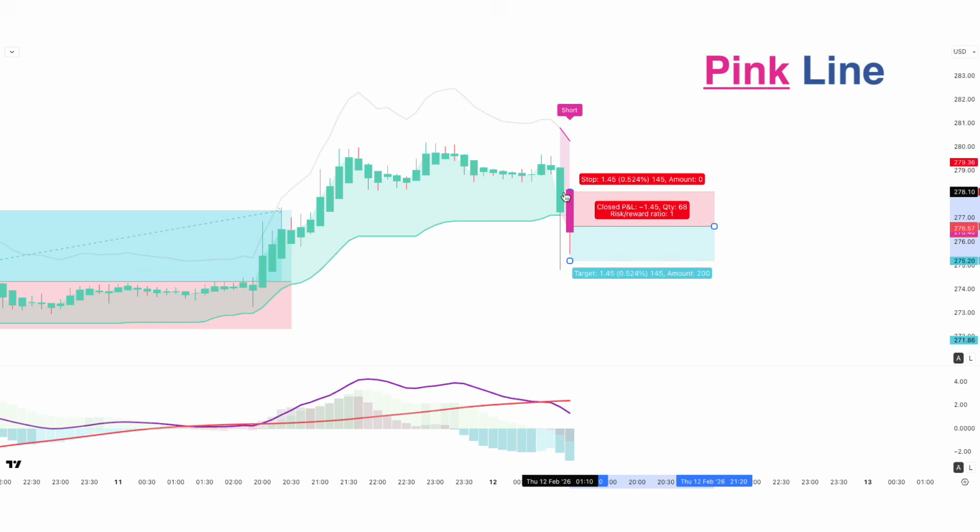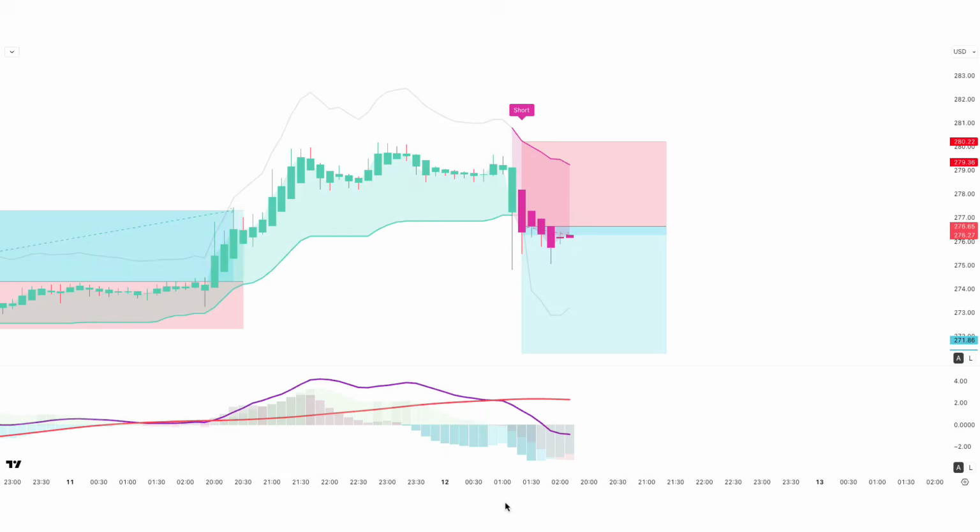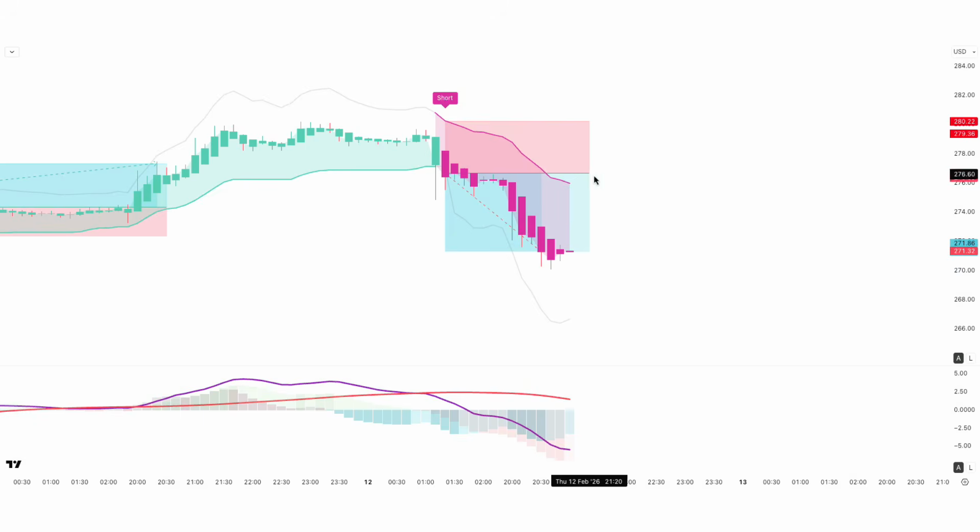Our stop loss is to be placed at the pink line, and the risk to reward ratio will be 1:1.5. Our trade is running in profit. We have won the trade. Let's find the next trade.